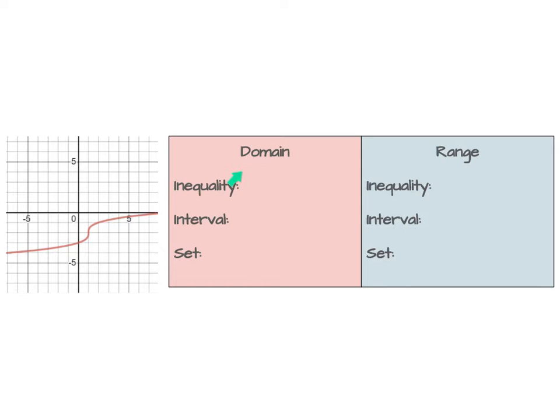All right, for this one, looking at our domain, this is a cube root function. If I look to the left, I see it keeps going left forever. And if I look to the right, I see it keeps going right forever. Okay. So again, this one is going to be all real numbers.